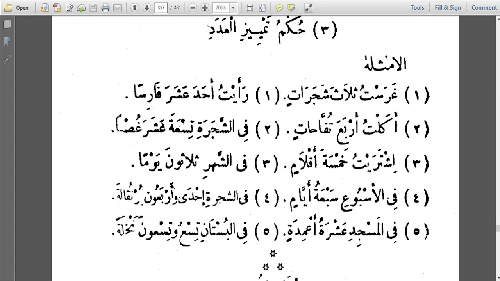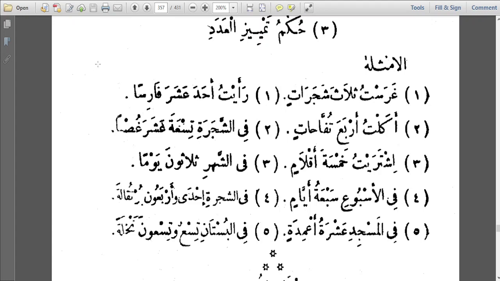And then he says that, so you look at the tamyiz here. When we say tamyiz in this portion, we are talking about tamyiz in terms of language, the thing that differentiates it for us. So we have shajaratin here. In its i'rab, you say mudaf ilayhi majroor. Tufahatin, we say mudaf ilayhi majroor. Aqlamin, mudaf ilayhi majroor. So the tamyiz of numbers from 3 to 10 comes as mudaf ilayhi majroor.